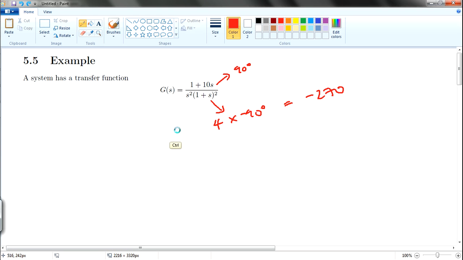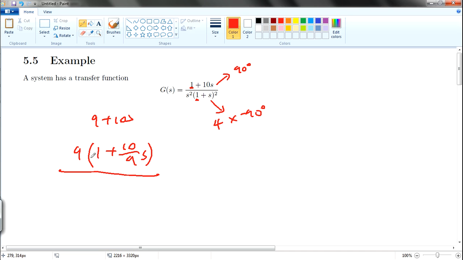The shortcut method we are going to do is to change this to that manner. As I said earlier, you have to isolate the coefficient 1. In this case, everything is 1, so it's okay. If let's say it's 9 plus 10s, what you need to do is change to 9 times 1 plus 10 over 9 s, and then you can calculate easier. But nonetheless, we just do it first like that.